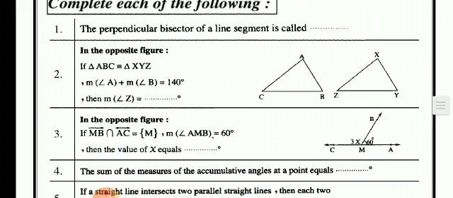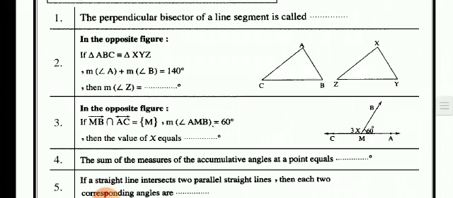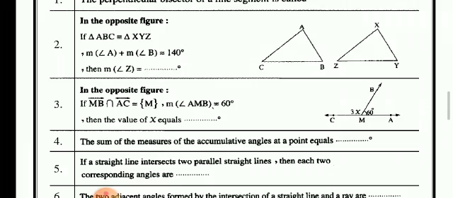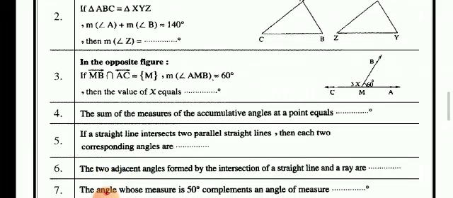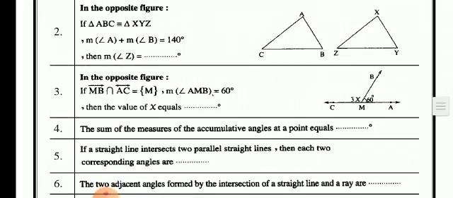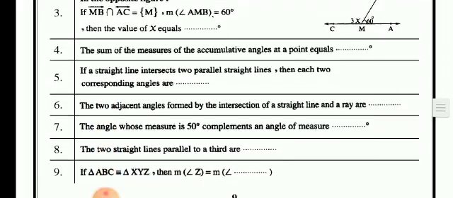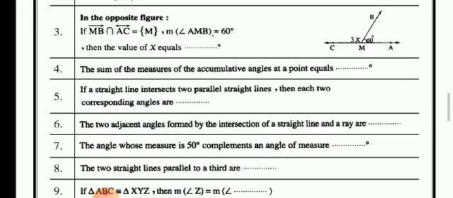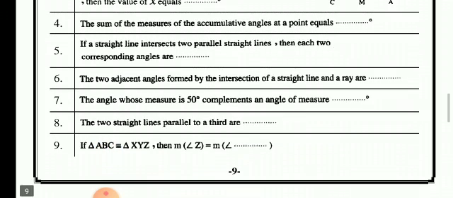Complete the following. The perpendicular bisector of a line segment is called, yes, axis of symmetry. If the measure of angle A plus the measure of angle B equals 140, so Z equals 180 minus 140 equals 40. To get the value of x, we will make 180 minus 6 divided by 3 equals 40. The sum of measures of accumulative angles at a point equals 360.